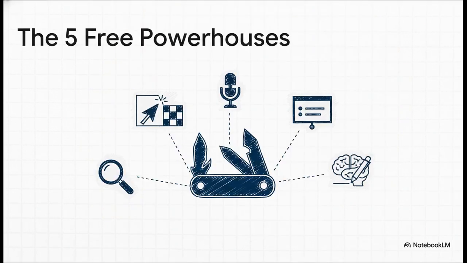So let's do a super quick recap of the powerhouses we just covered. You've got Perplexity for your research, Remove.bg for instant photo editing, ElevenLabs for pro-level voice generation, Gamma for presentations that make themselves, and Claude for next-level writing and analysis. That is an entire creative and productivity suite right there for $0.